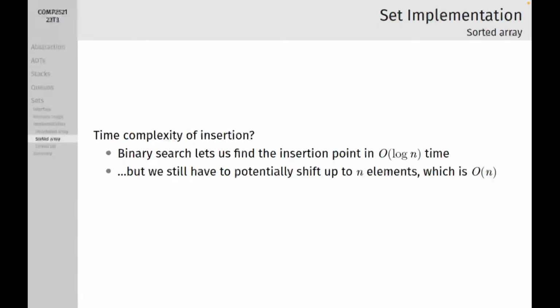So what is the time complexity of that? Well, binary search lets us find the insertion point, where we want to insert, in log n time, because binary search is log n. But the downside is because we have to make sure the array remains sorted, we have to potentially shift n elements, which is O(n). So despite getting the benefit of binary search, the shifting still makes it O(n).